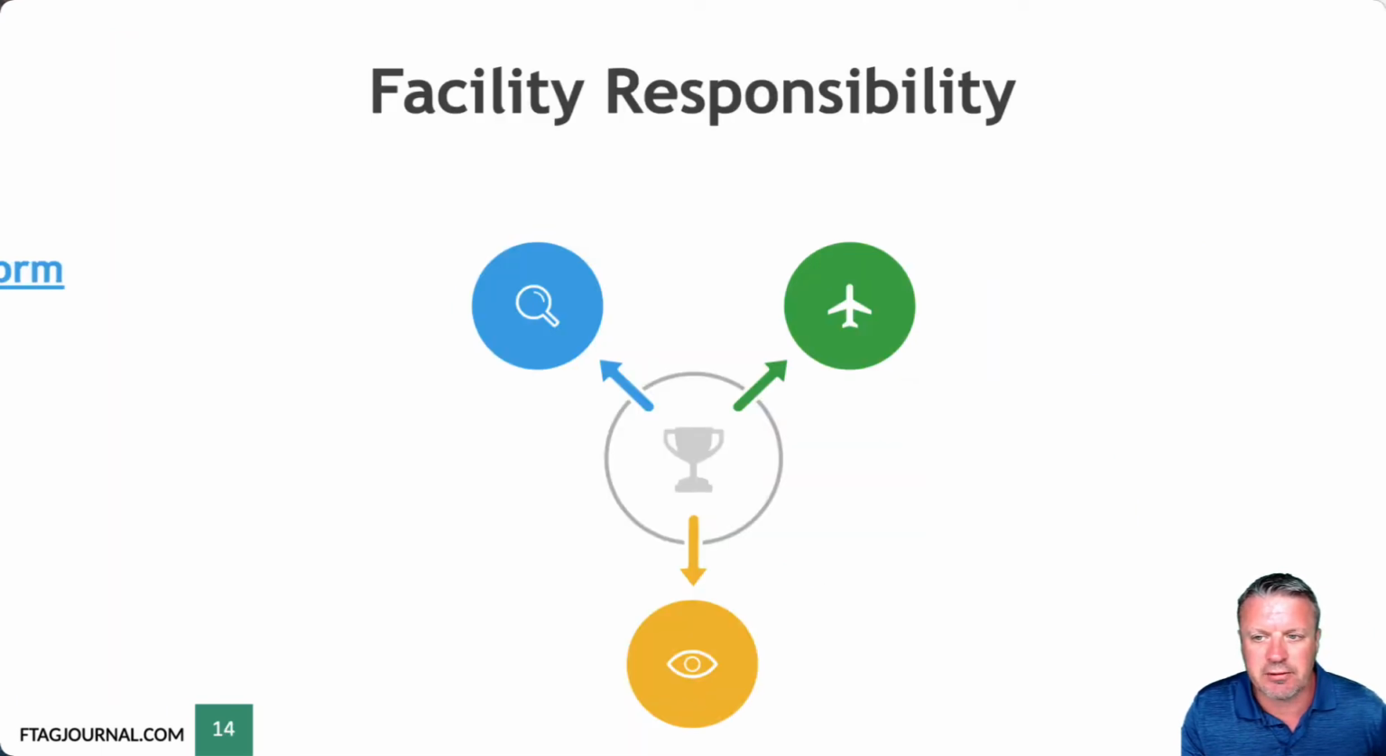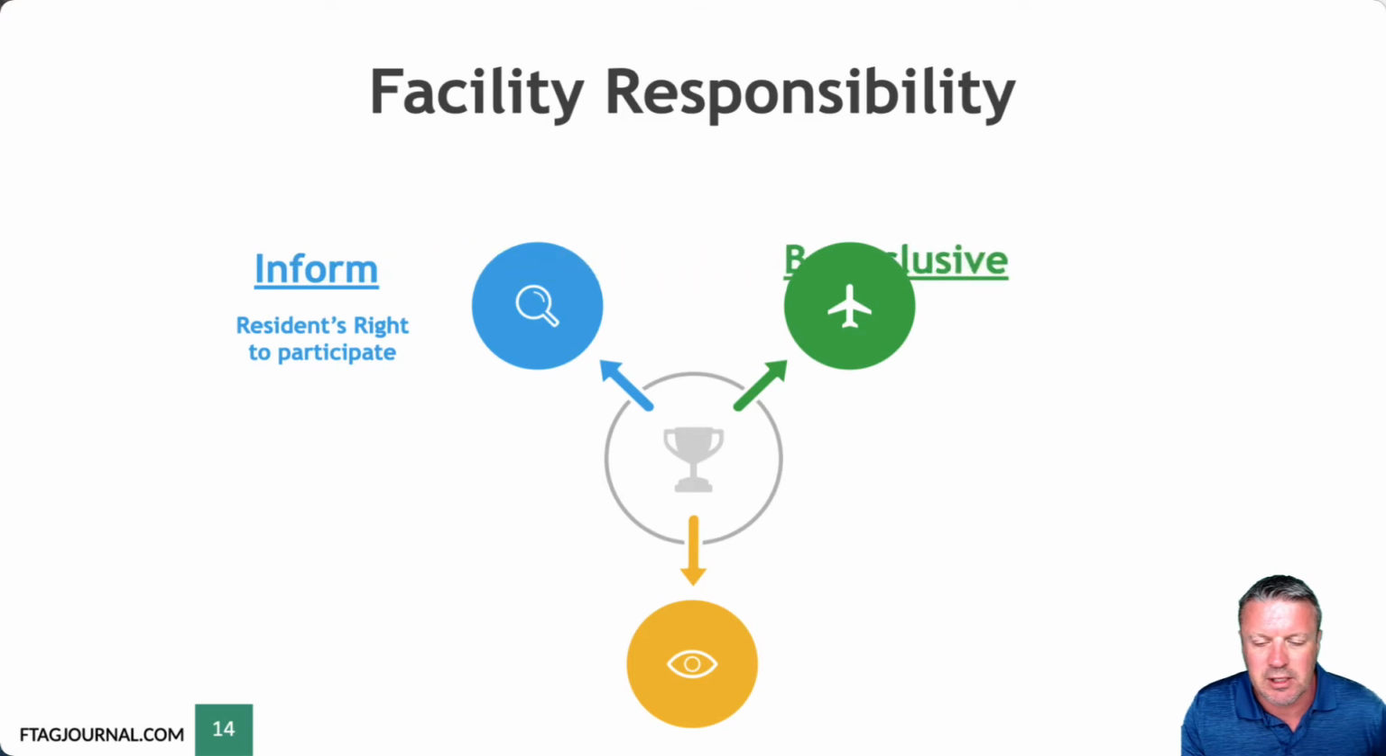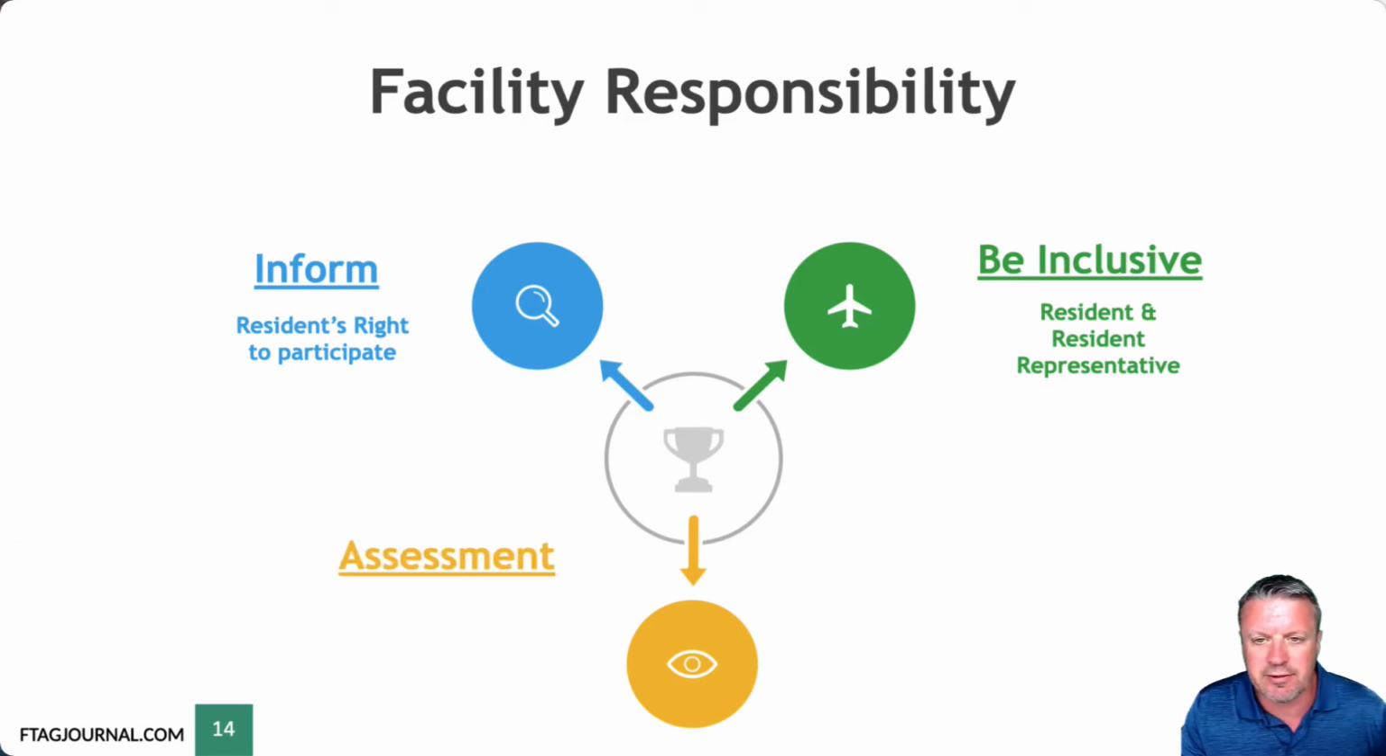So the facility has a responsibility to inform the resident of their right to participate in the care planning process, and they also need to be inclusive. That doesn't have anything to do with race. Being inclusive means that you need to inform the resident's responsible party, the resident's representative or family as well. The facility also has the responsibility to provide assessments of the residents' strengths, needs, and find out what their preferences are. When I say preferences, it means personal and cultural preferences.